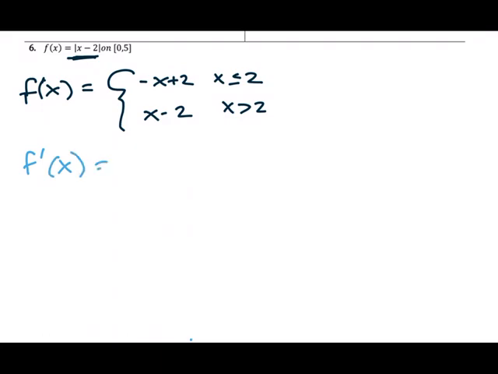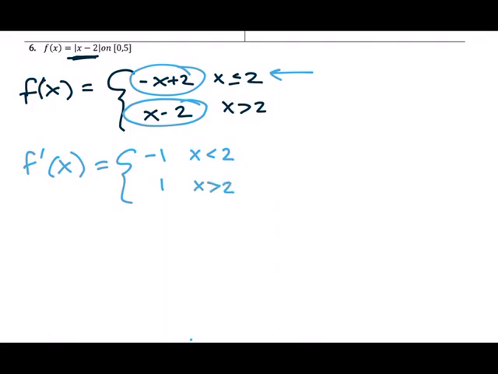So what we want to do is find the derivative. We're going to find the derivative of each piece. So the derivative of this piece here is just negative 1. That's true if x is less than 2. I don't know if the derivative exists at 2, so I'm not going to write or equals 2. The derivative of this is positive 1. This is true if x is greater than 2.